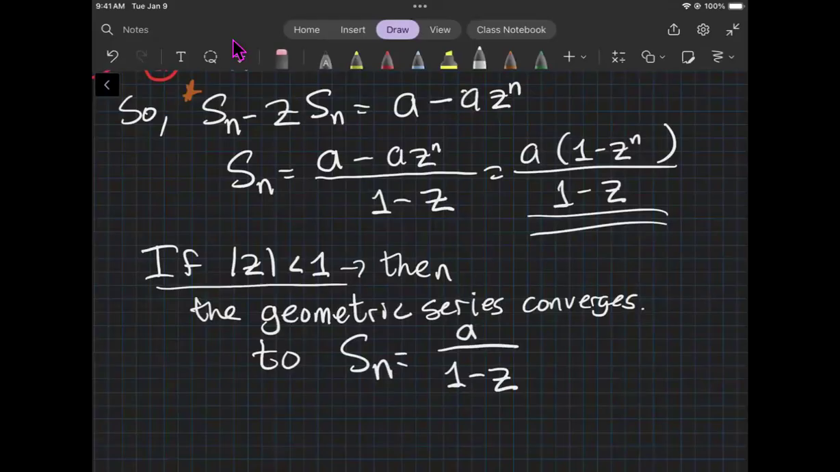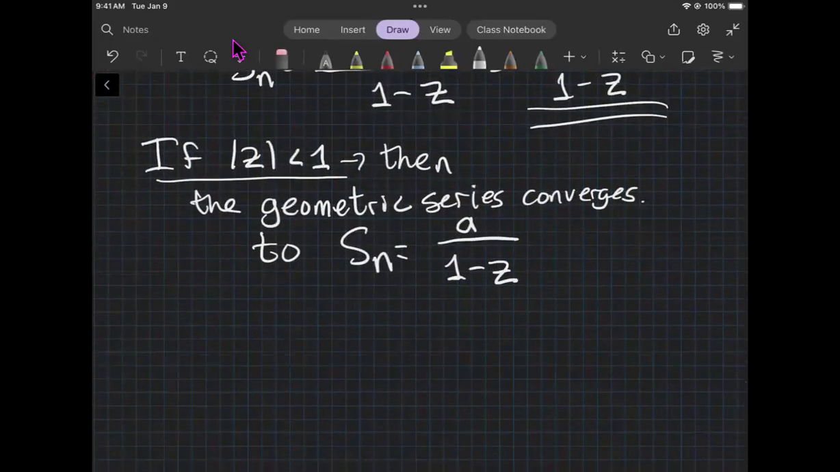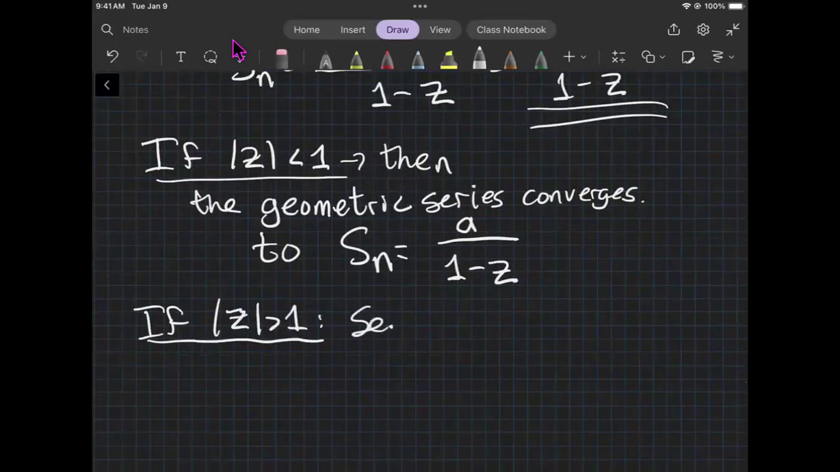Okay. If the modulus of z is greater than 1, right? The series diverges. The geometric series diverges.